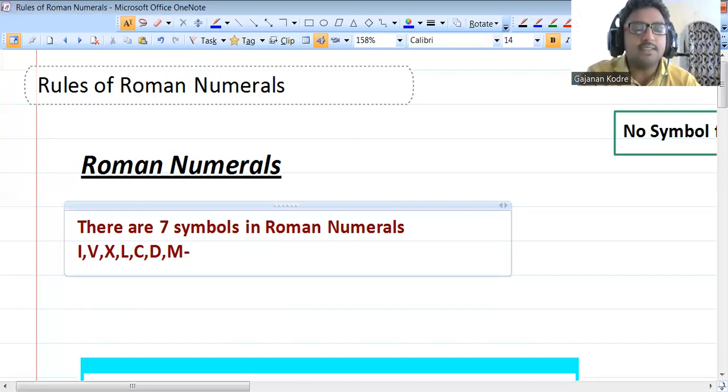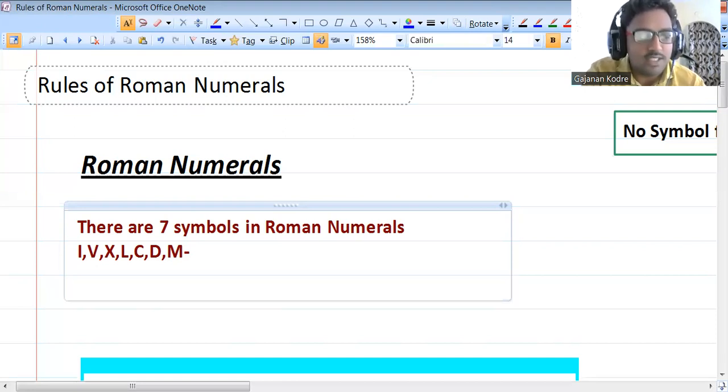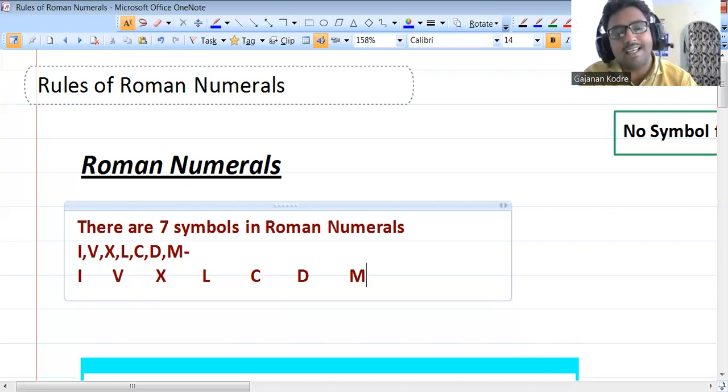So the very first trick I'm going to share is what this I stands for. What does this V stand for? X stands for, then L, then C, then D, and at last M. So I, V, X, L, C, D, M.